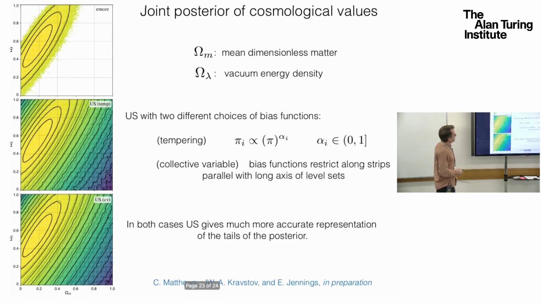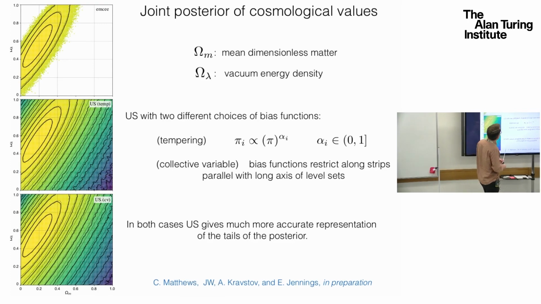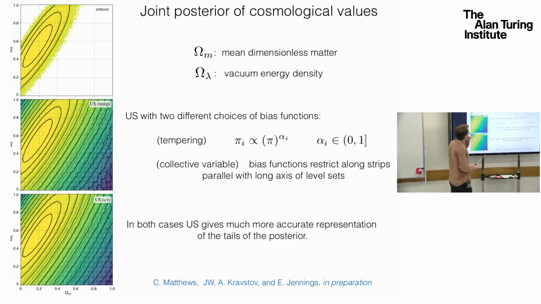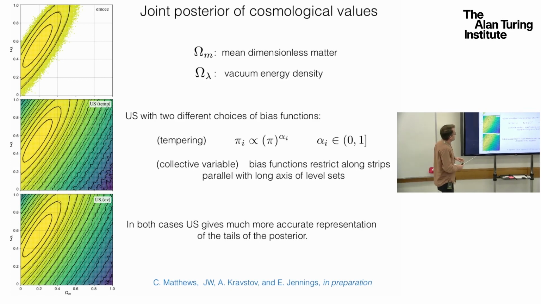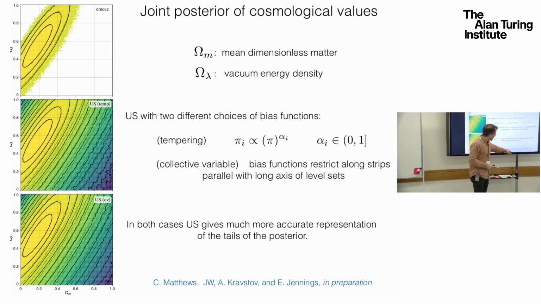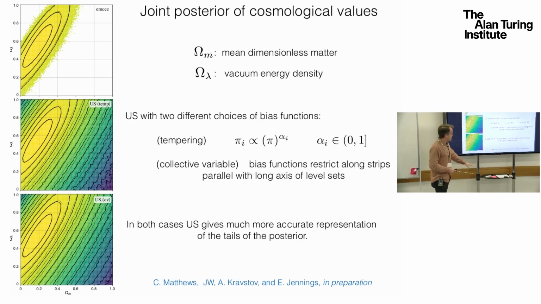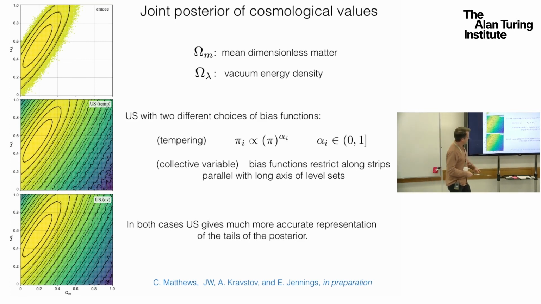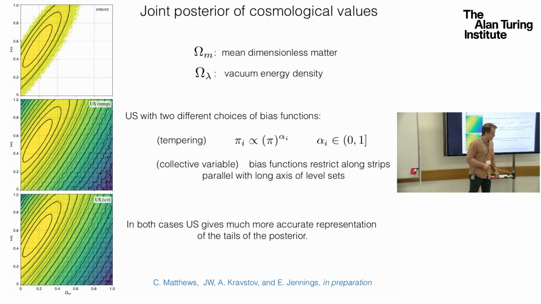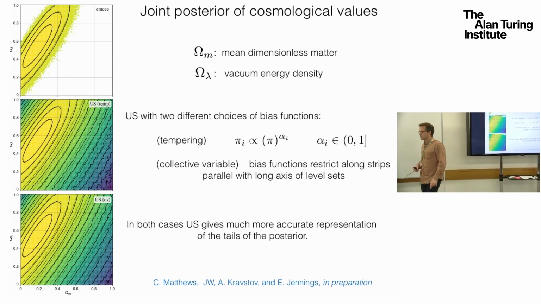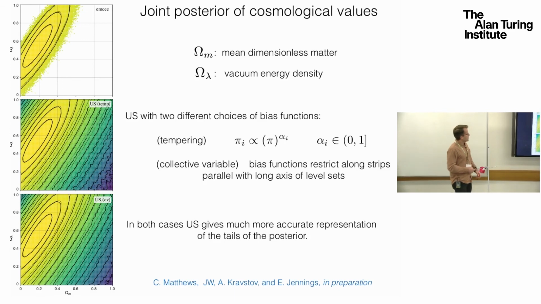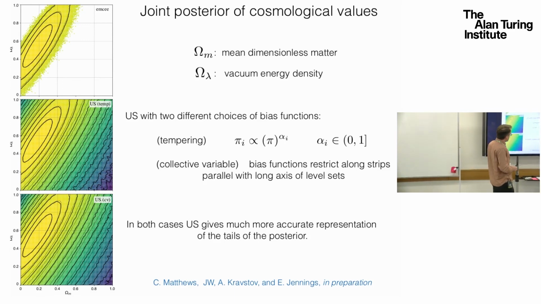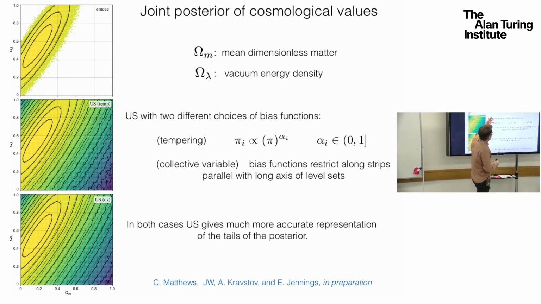OK. So now let me, in just a couple minutes, go through this cosmological problem. This is work with Andrei Kresov, who is at U of C. Charlie really did all the work here. And Elise Jennings, who is at Argonne, right, Charlie? So Andrei was interested in, so these are two parameters.